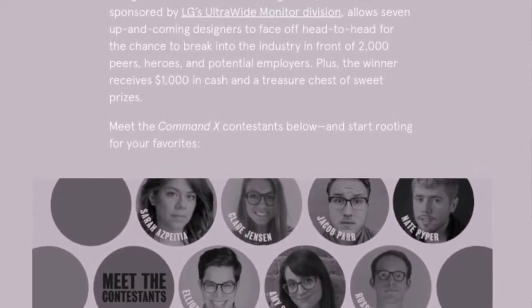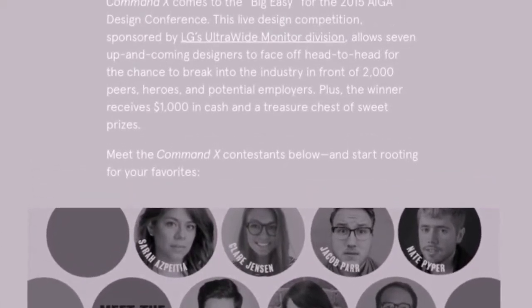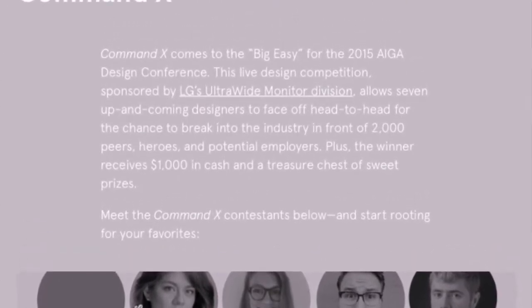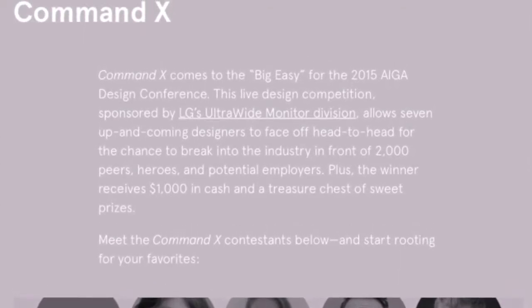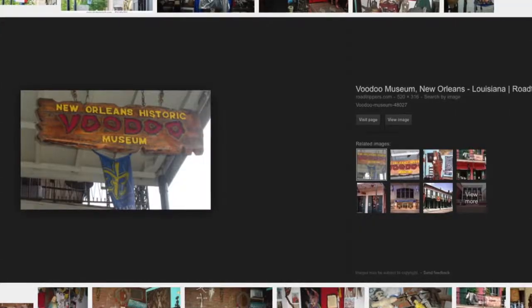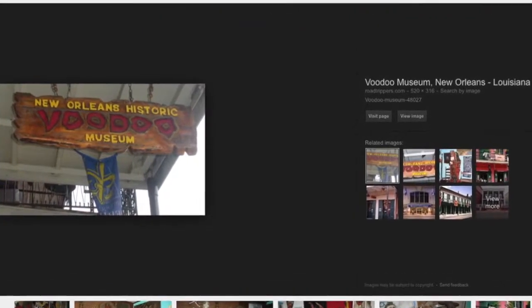It's kind of like a cross between Project Runway, with Tim Gunn and some of the other design shows, where you have competition and every day you are eliminating certain people. So they only have a limited amount of time to resolve the projects. And the first project that they get is based on the city in which the conference is held. So in this case, New Orleans, the first assignment was a voodoo museum.